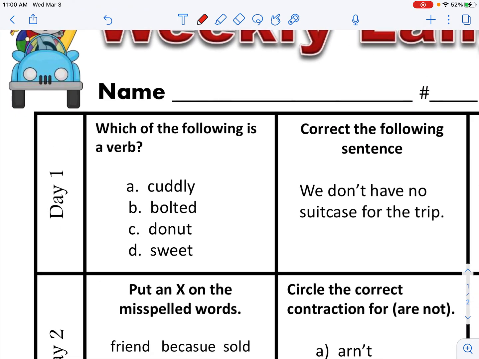Day 1. Which of the following is a verb? A verb is an action. A, cuddly, B, bolted, C, donut, D, sweet. Well, I can eliminate D because sweet is an adjective. It describes. I can also eliminate C because that's a noun. Donuts are a thing. I can then also eliminate A, cuddly. That is an adjective. It describes. So I would circle B, bolted. That describes an action. If you bolted somewhere, it means you ran fast.